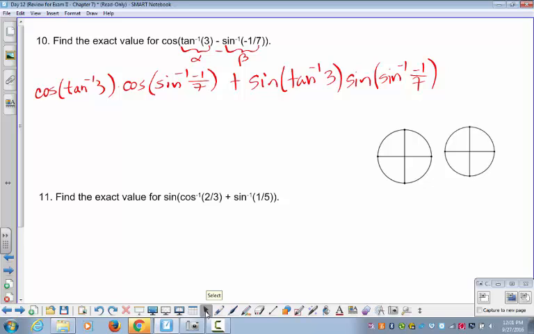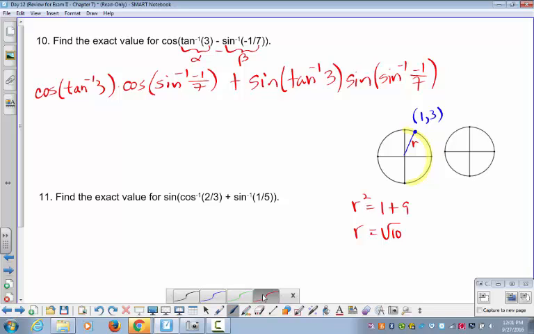inverse tangent of 3. That's an angle on the right with a tangent value of 3. So I'm going to draw it right there, and I want the tangent value to be 3. So I'm doing this, and I don't know r. Y divided by x is 3. We need to find r. So r squared will be 1 squared plus 3 squared. So r will be the square root of 10.